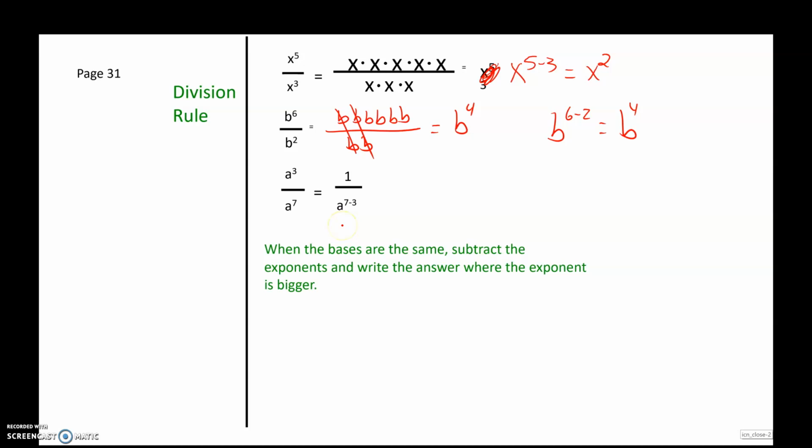So when I look at my third problem, I can see there's an a cubed on the top and an a to the 7 on the bottom. So what we're going to do is keep the letter where it's the biggest number. So 7's bigger, so the a is going to be on the bottom. So 7 minus 3 gives me a to the 4 on the bottom, or in the denominator. Now your fractions always have to have something on the top. You can't leave it blank. So if your entire top goes away, you can put a 1 up there. So then of course we got the rule right here. When the bases are the same, subtract the exponents and write the answer where the exponent is biggest. That's how you do those.